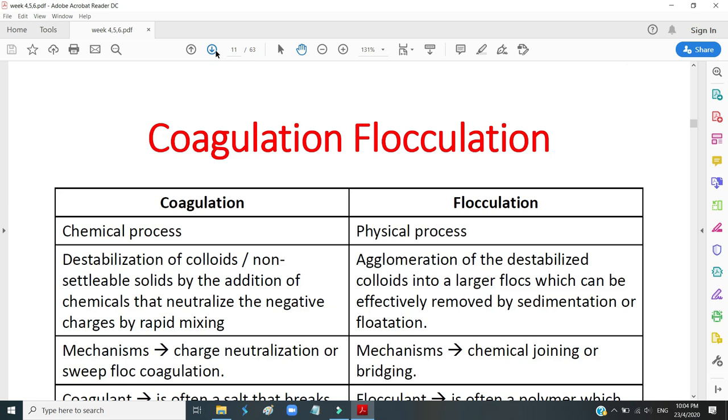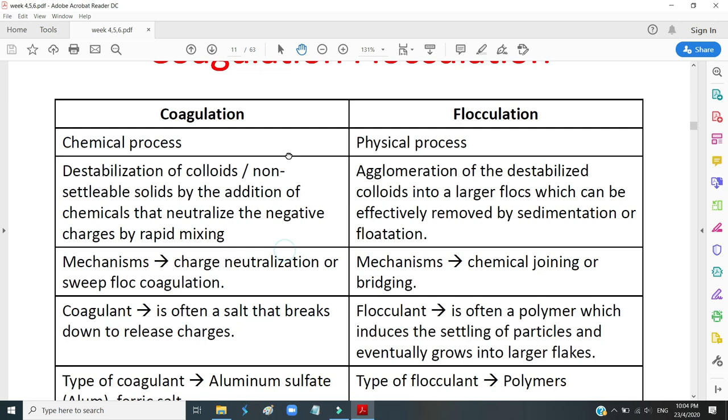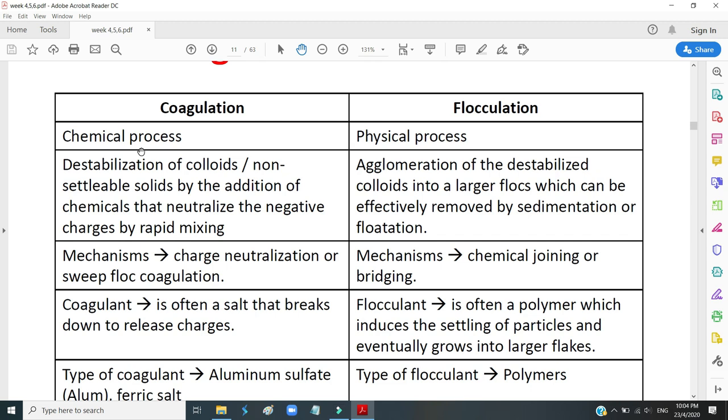So coagulation and flocculation, we make a comparison between them. Coagulation is a chemical process while flocculation is a physical process. Coagulation destabilizes colloids by the addition of a chemical that neutralizes the negative charges by rapid mixing. Flocculation is the agglomeration of the destabilized colloids into larger flocs, which can be effectively removed by sedimentation or filtration. You realize that we actually use coagulation first to destabilize them and neutralize the negative charge, so they have the opportunity to agglomerate into larger flocs so that they can be removed. So this process needs to be done with coagulation first and then flocculation.